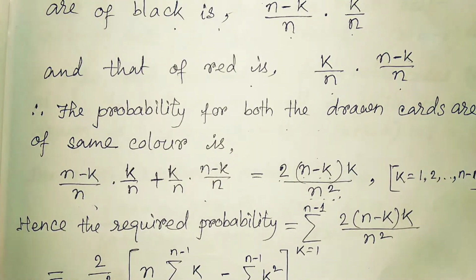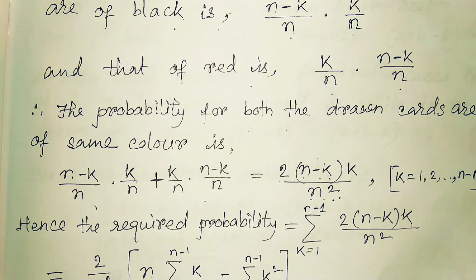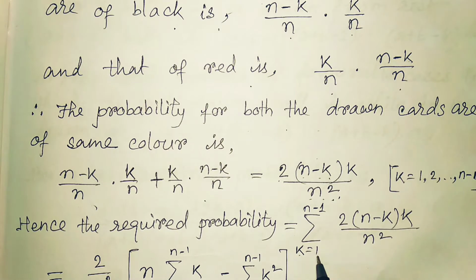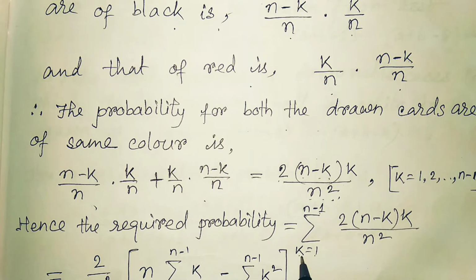That a number of cards are drawn. A number of means any number of cards can be drawn here, so that from both sets we can draw the same number of cards and both are the same color. So it should be, if k equals 1 to n minus 1, that means total n minus 1 possibilities are there. So if the k value is 1 to n minus 1, that means we are going to generalize the result.